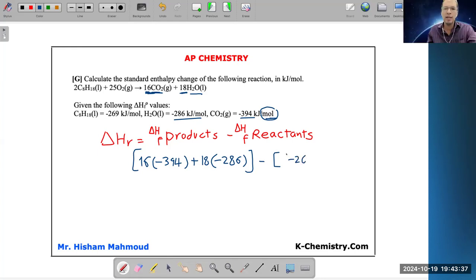Negative 269. But how many moles this time? For the reactant it is 2. Okay, and oxygen is an element, so the value for an element is always equal to 0. Now we'll just do the math. So we'll get minus 1,090 kilojoule per mole. So again, whenever you have the heat of formation of the products and reactants and you need the delta H of reaction, it's just the total of the products minus the total of the reactants.